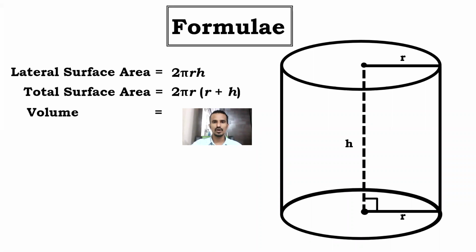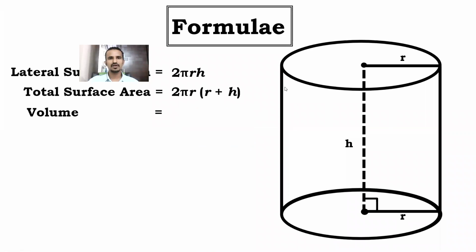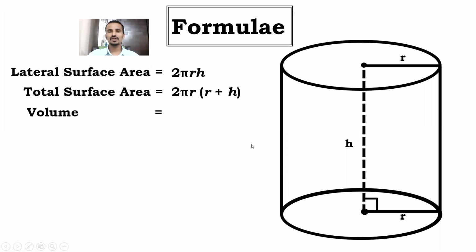The third one is for volume. Now volume, for such objects, is area of base into height. Since the base is a circle, the area of base is pi r square, multiplied by height, so pi r square h. So these are the three formulae you should know when you solve questions based on right circular cylinder.